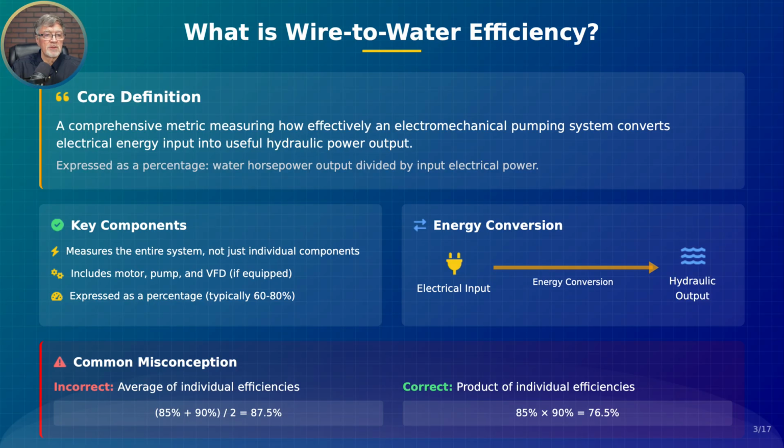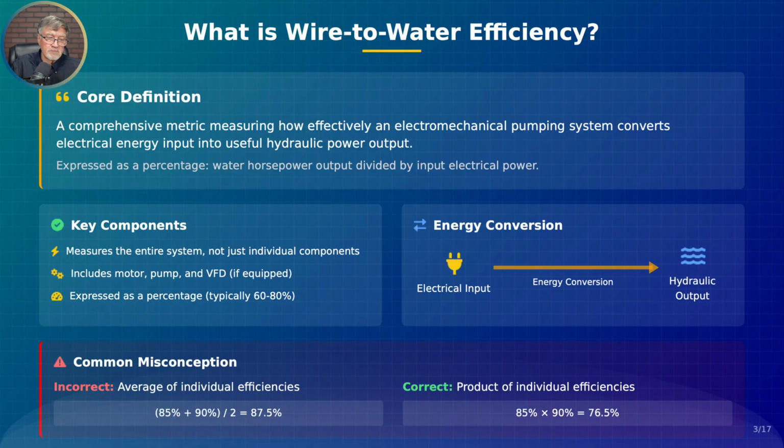So the core definition: wire to water efficiency is a comprehensive metric measuring how effectively an electromechanical pumping system, and that's your pumps and motors, converts electrical energy input into useful hydraulic power output. That efficiency is what you're going to be measuring through wire to water efficiency, and that's going to get at how well your system is running. As we follow our trends, we can determine when we're going to need to do overhauls and upgrades to our system.